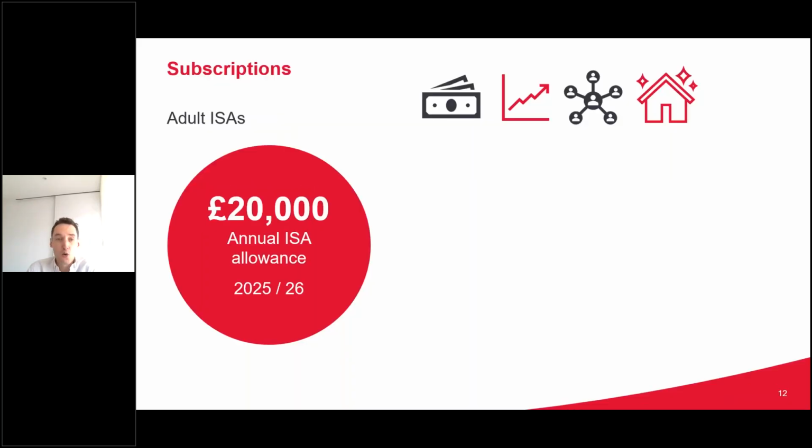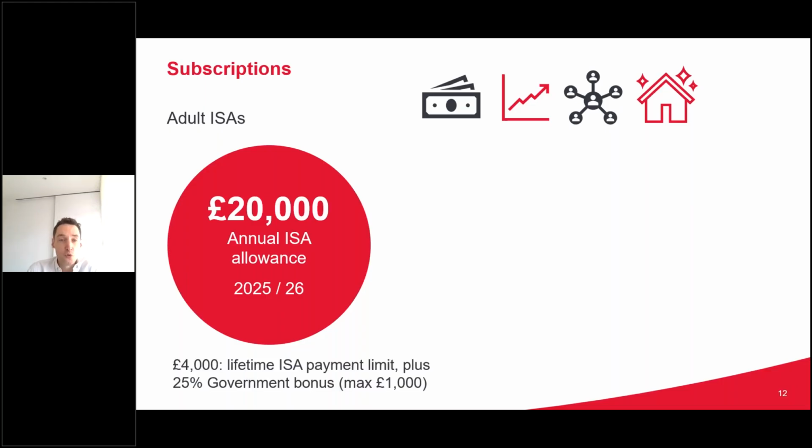We have the adult ISA allowance, which is £20,000 for this tax year, and it's been at that level for a few years now. In the budget towards the end of last year, they did actually announce that that £20,000 level is going to be frozen until 2030. So we're not expecting to see any changes to that, but you never know, always want to keep an eye out. Within the £20,000 overall allowance, there's the lifetime ISA payment limit, which is £4,000. That sits within the overall £20,000 total limit. What that means is if you pay £4,000 into your lifetime ISA, you could then only do £16,000 into the rest of your ISAs.